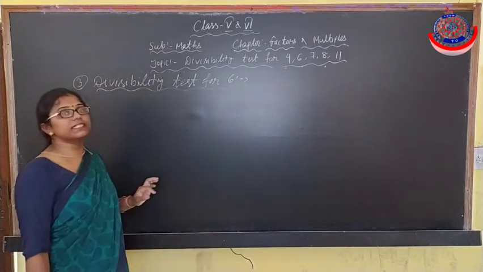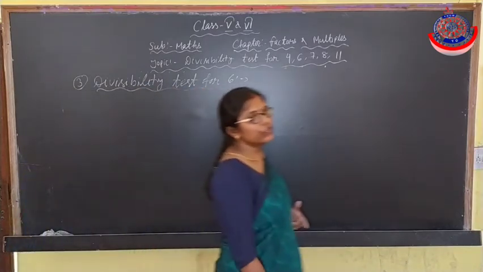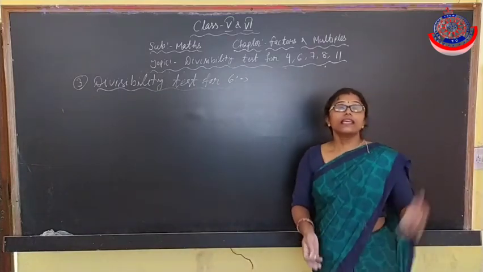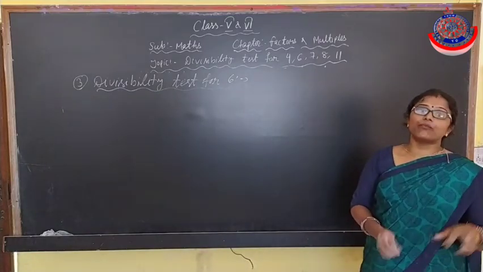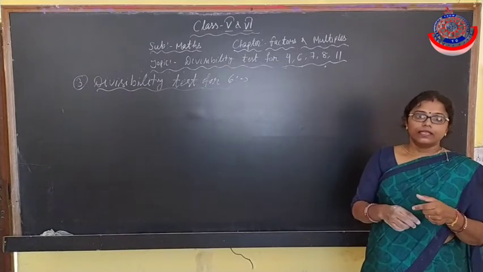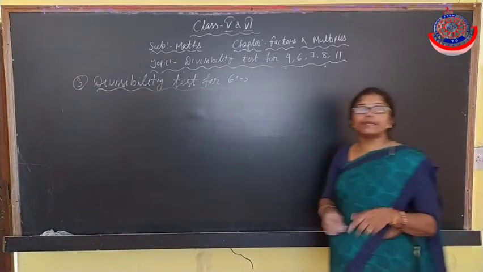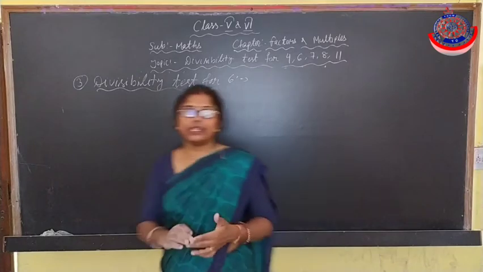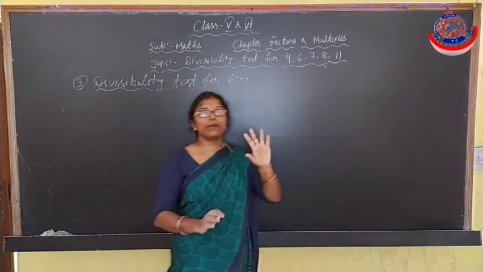Whether a number is divisible by 6 or not. Then what is the rule here? If the number is divisible by both 2 and 3, then the number will be divisible by 6.